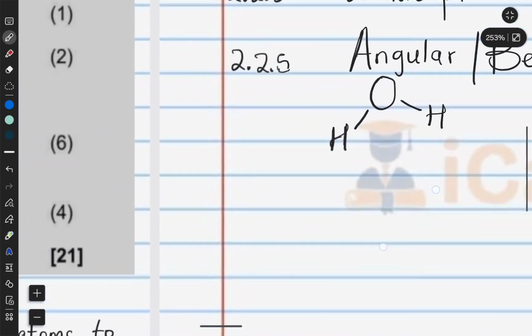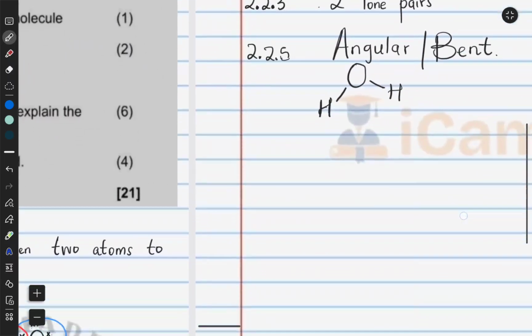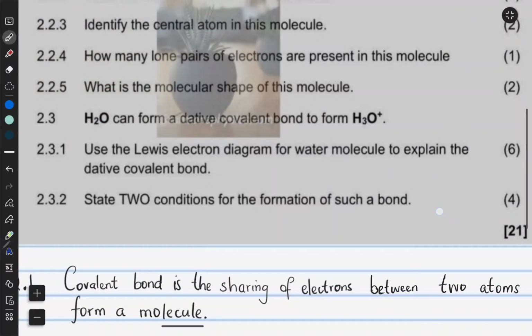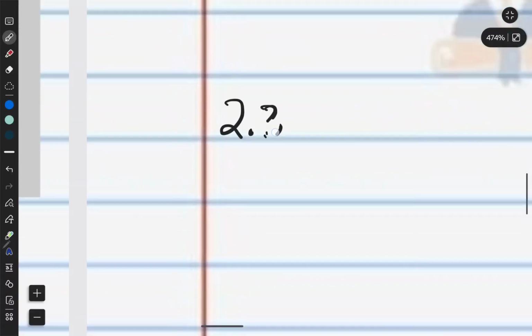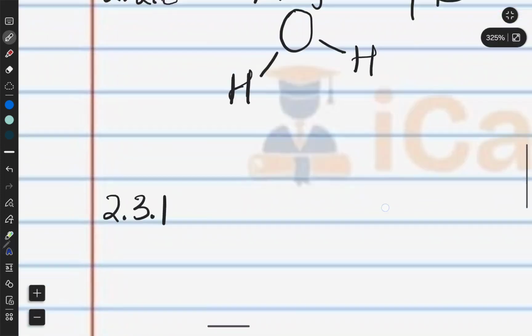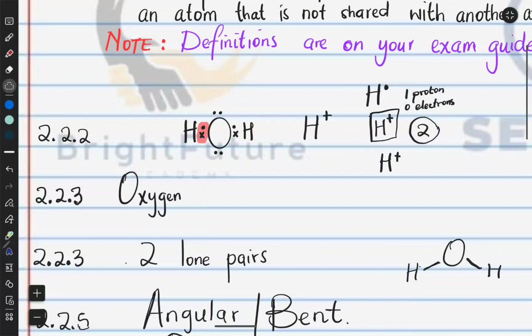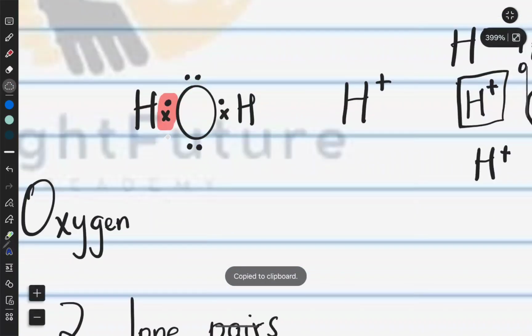So you have water, right? Is it 2.6? What is it? Or 2.3.1? All right, so we will start from the structure of water that we had here. This one. Let's remove that.